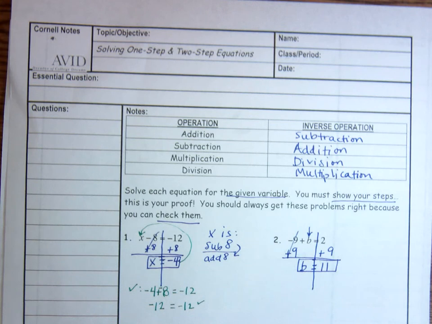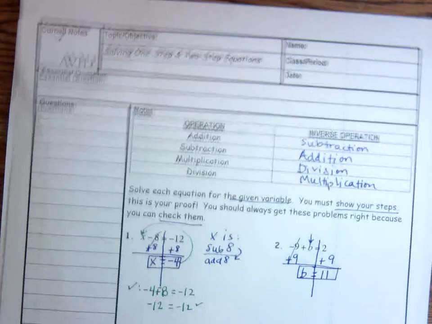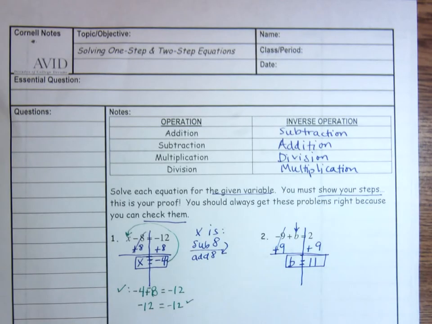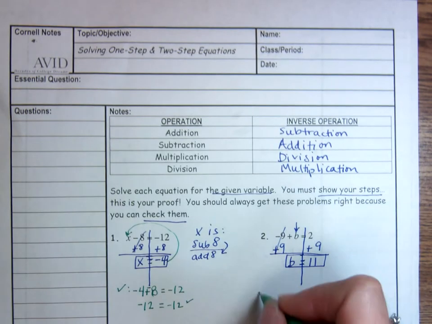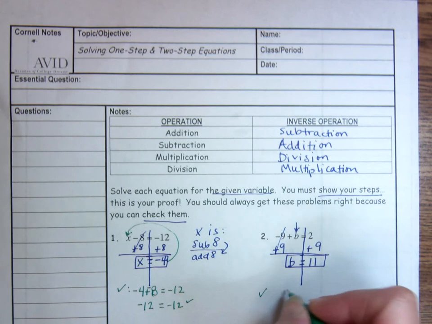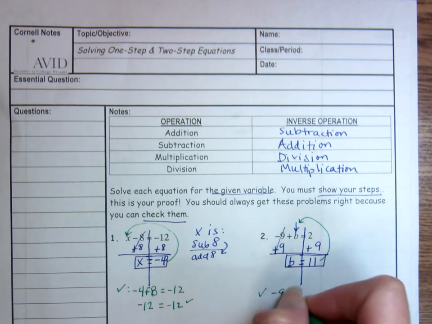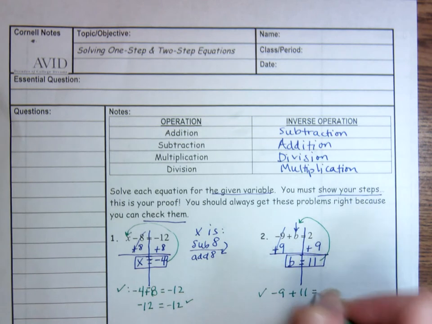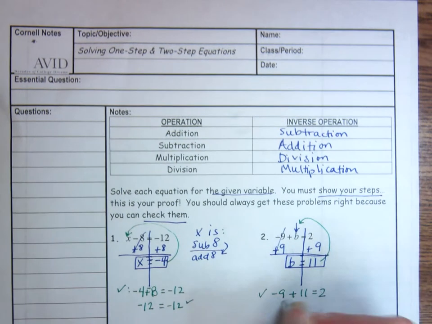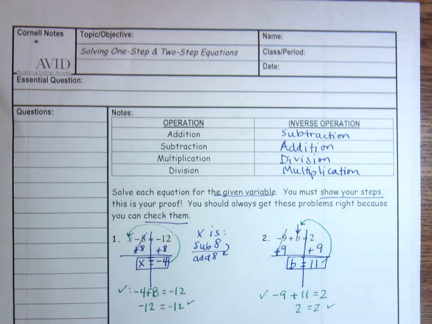So let's go ahead and check that to make sure that it is correct. We're taking that 11 and putting it back into the b. So we say negative 9 plus 11 is equal to 2. Is negative 9 plus 11 equal to 2? Absolutely. So we know that we are correct.